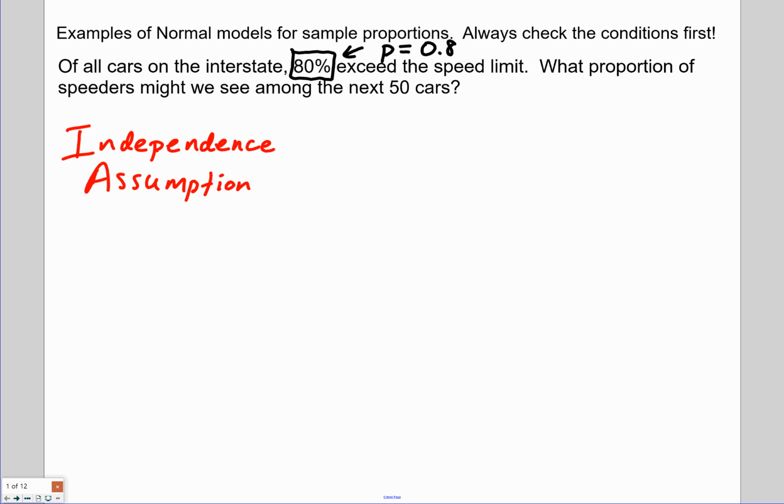Everybody has their own reason. I don't really care about the reason. What do I care about? If they're speeding or not. So if I tell you the car that just went by me is speeding, will that affect the next one? No. So if you're saying no, then you're saying you think they're independent. That's what I'm asking for. Now, can anyone think of a scenario where that would not be true?